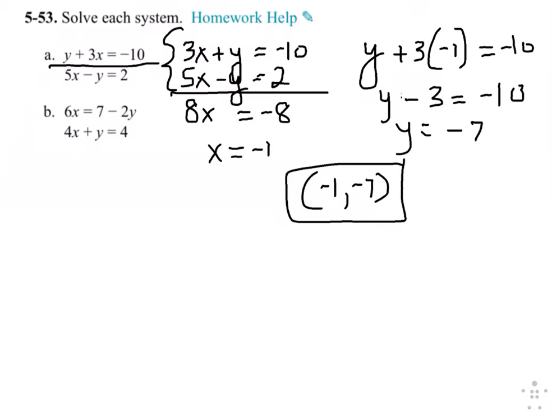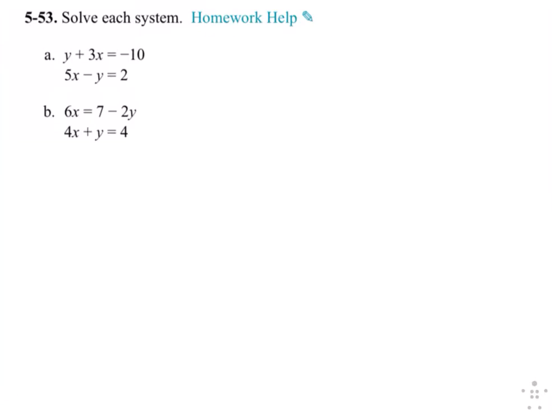And then let's do B. Let me make space. For B, we have, let's use substitution. So I'll leave the top one alone, 6x equals 7 minus 2y. And the bottom one, I'll just get y all alone. Y equals negative 4x plus 4, right?